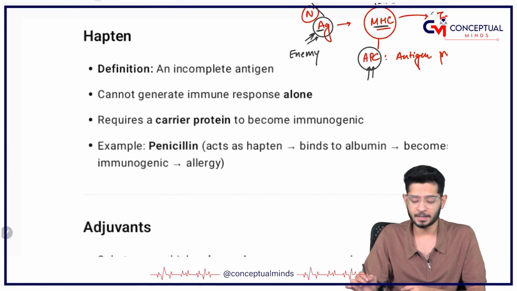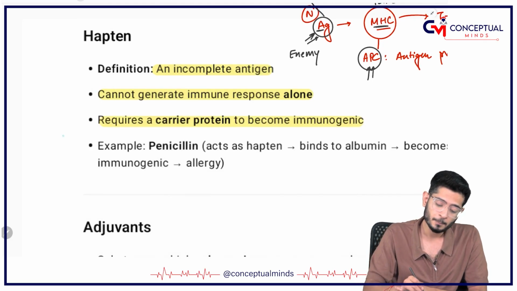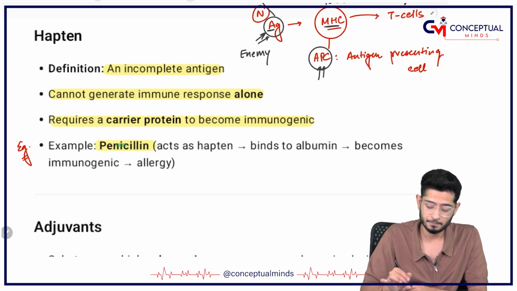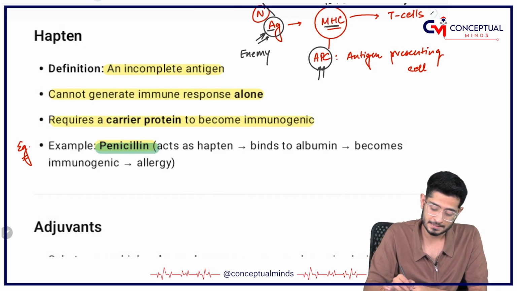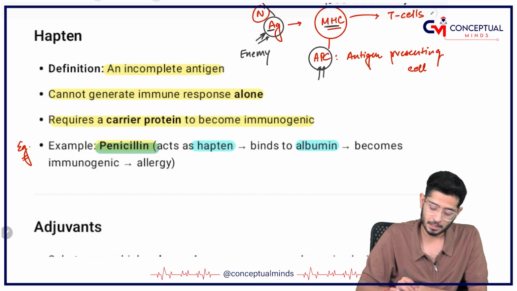Coming on to hapten, my dear friends, please remember hapten is an incomplete antigen. I told you it cannot generate an immune response, it requires a carrier protein. An example is penicillin. Remember, penicillin is important because penicillin acts as a hapten that binds to albumin, becomes immunogenic and can cause allergy.